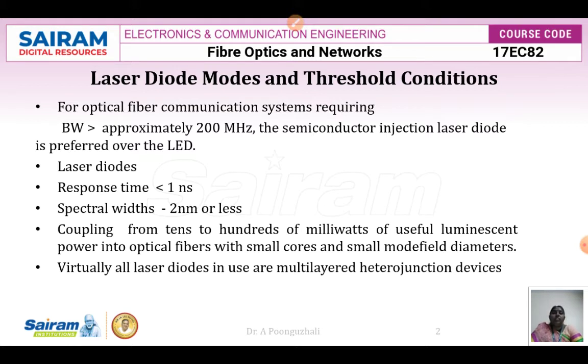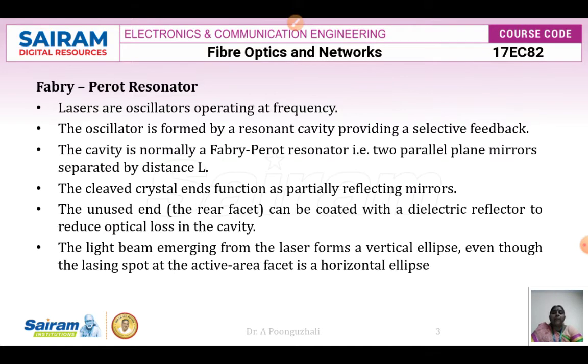All laser diodes are multi-layered heterojunction devices. We use a Fabry-Perot resonator to generate the resonant frequency. Lasers are nothing but oscillators which operate at a particular resonant frequency. The oscillator is formed by a resonant cavity which provides selective feedback. The cavity is called a Fabry-Perot cavity or Fabry-Perot resonator, where we have two plane mirrors separated by a distance L.